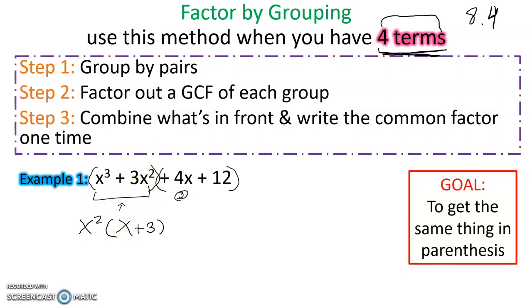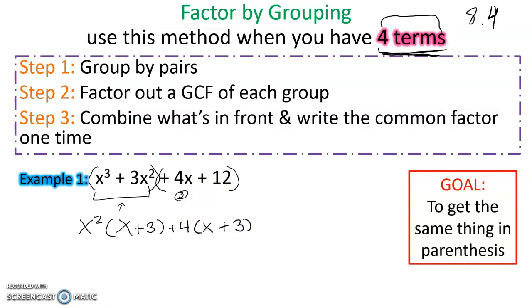Now I'm going to repeat that process for this 4x plus 12 over here. The biggest number that divides both of those is 4. So I can take a positive 4 out. Make sure you're very specific about that. 4 divided by 4 is 1, and I'm still left with that x there. 12 divided by 4 is 3, so it's going to be x plus 3.